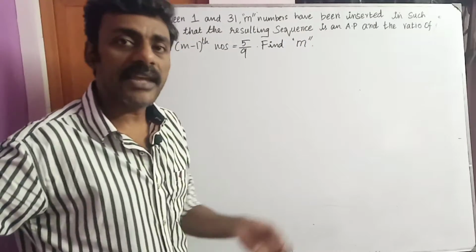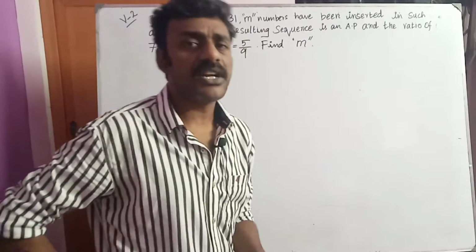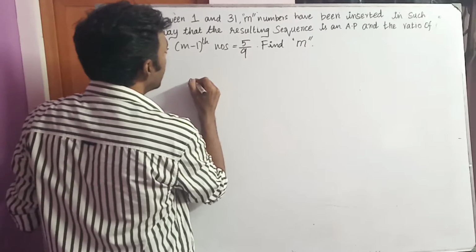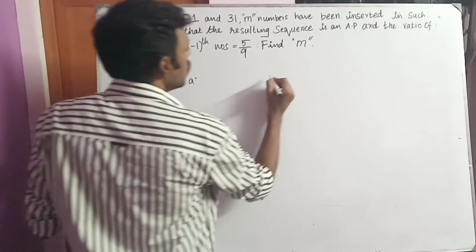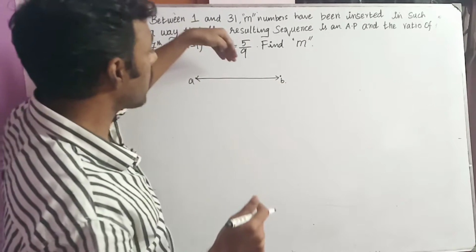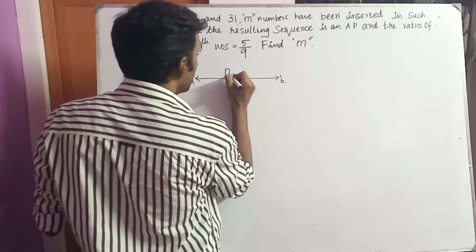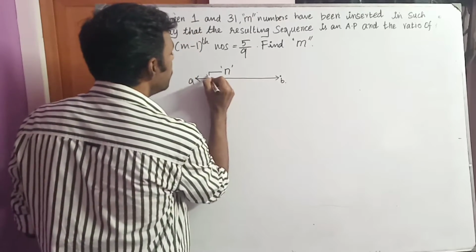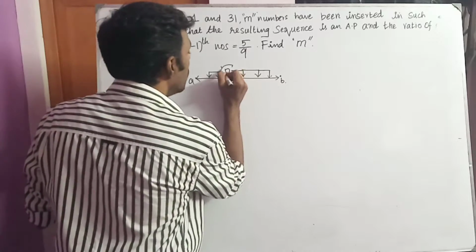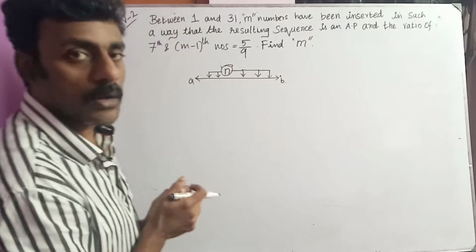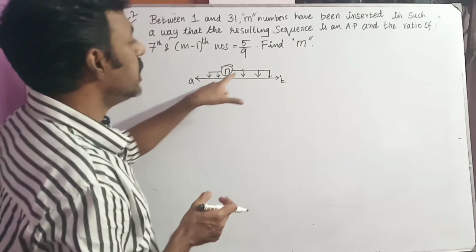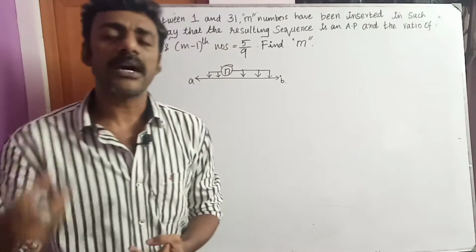Before proceeding into the problem, there is a general form that exists for this problem, so let's have a look at it. For example, consider a number A and a number B. If n numbers have been inserted between A and B, then, to find the common difference, remember that an AP has a first term, a last term, and a common difference.